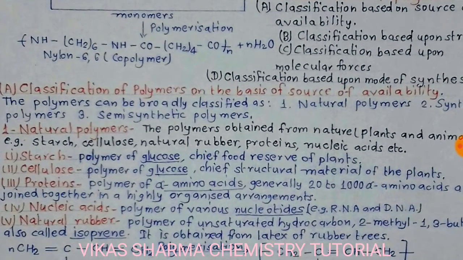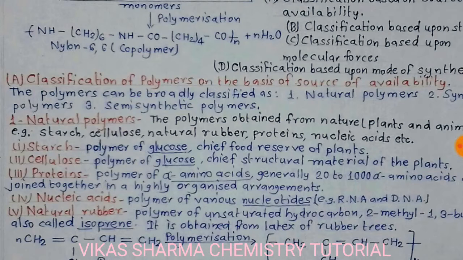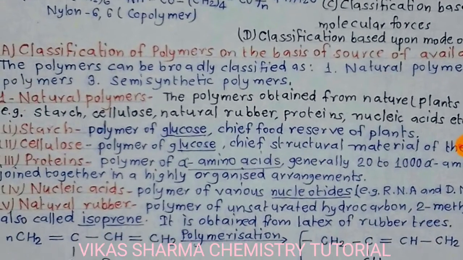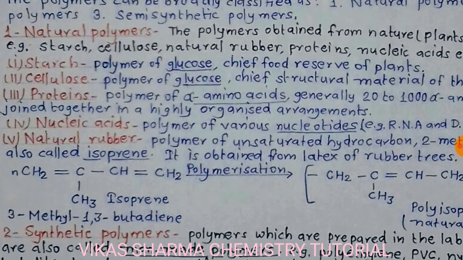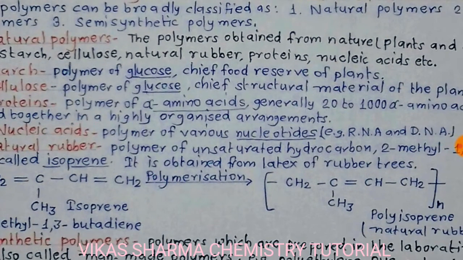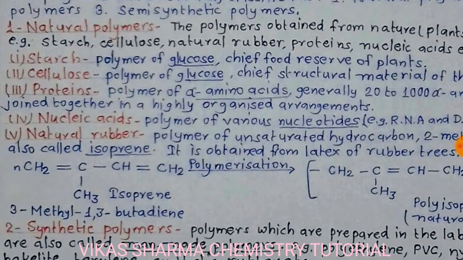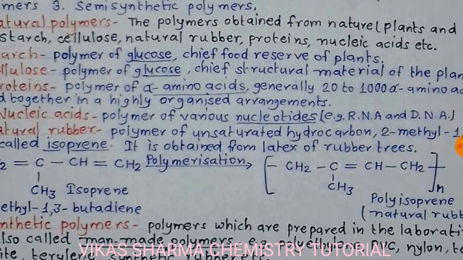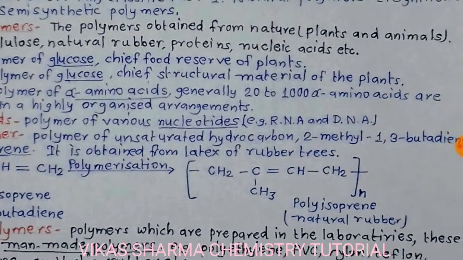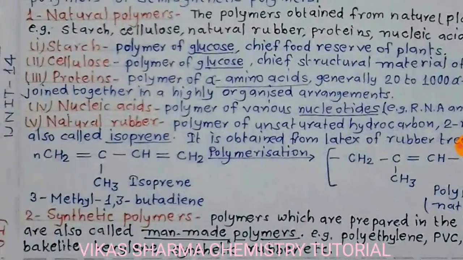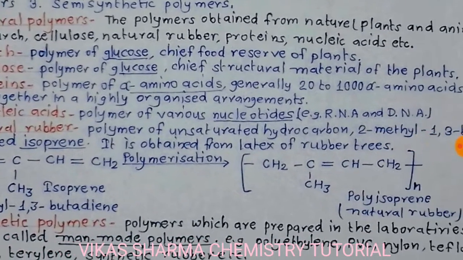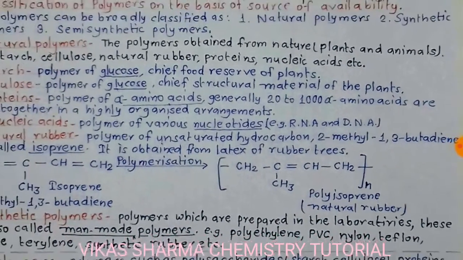Starch, you read in the chapter biomolecules, is a polymer of glucose. Cellulose is also a polymer of glucose. Proteins are polymers of alpha amino acids. Nucleic acids are polymers of various nucleotides, for example RNA and DNA. Natural rubber is a polymer of the unsaturated hydrocarbon 2-methyl-1,3-butadiene. You can see on the display, on polymerization, they form natural rubber.